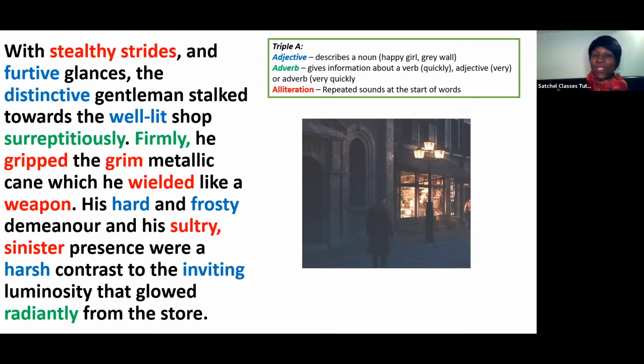"With stealthy strides and furtive glances, the distinctive gentleman stalked towards the well-lit shop surreptitiously. Firmly he gripped the grim metallic cane, and he wielded it like a weapon. His hard and frosty demeanour and his sultry, sinister presence were a harsh contrast to the inviting luminosity that glowed radiantly from the store." You can see here where the alliteration is: stealthy strides, gripped, grim, wielded like a weapon. And you can see the adverbs, surreptitiously, radiantly, as well as all sorts of adjectives to describe this sinister character.